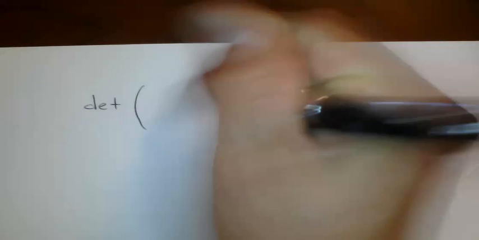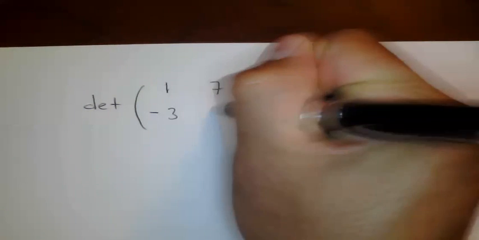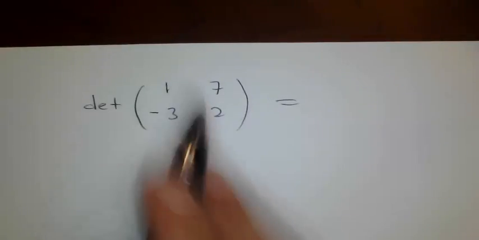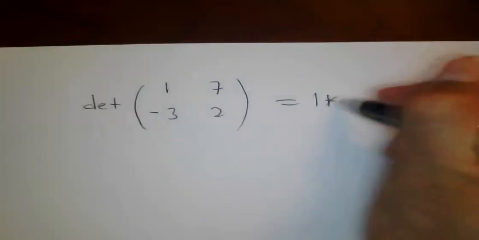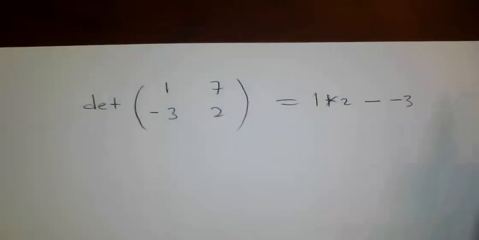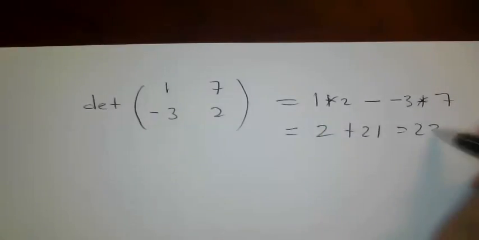Let's say that we want to find the determinant of the matrix 1, 7, negative 3, 2. We multiply these two numbers, 1 times 2, minus the multiplication of these two numbers, negative 3 times 7. So this will give me 2 minus negative 21, and that minus becomes plus 21. So this is 23.